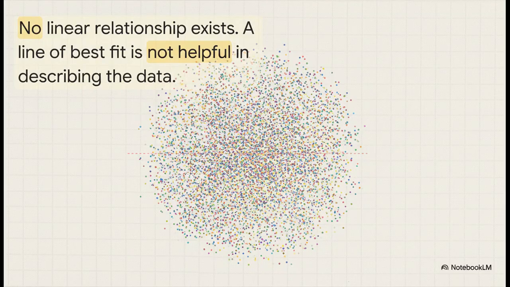And finally, when R is 0, or super close to it, it's just a total mess of dots. Trying to draw a straight line through this is pointless. There is no linear story to tell. So, knowing all of this, when is R actually the right tool for you to use?